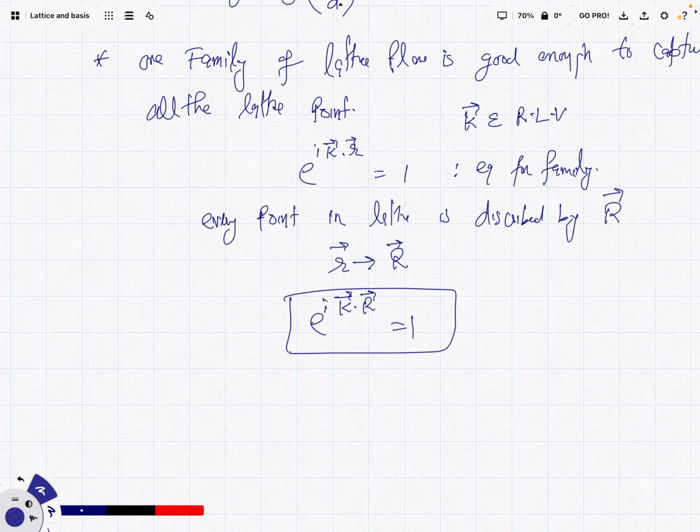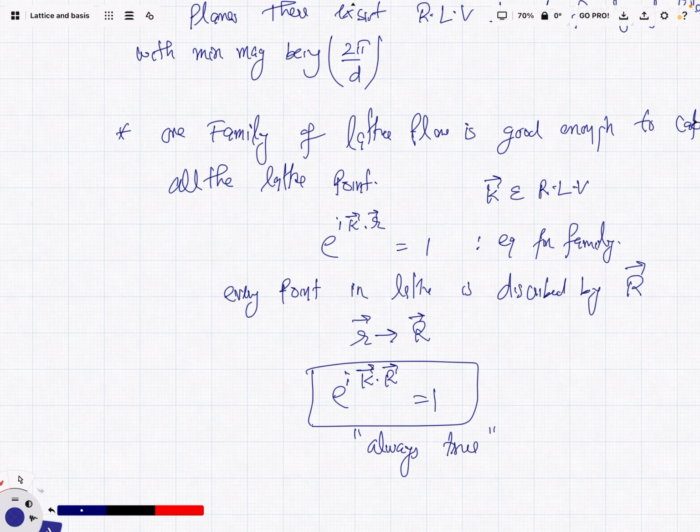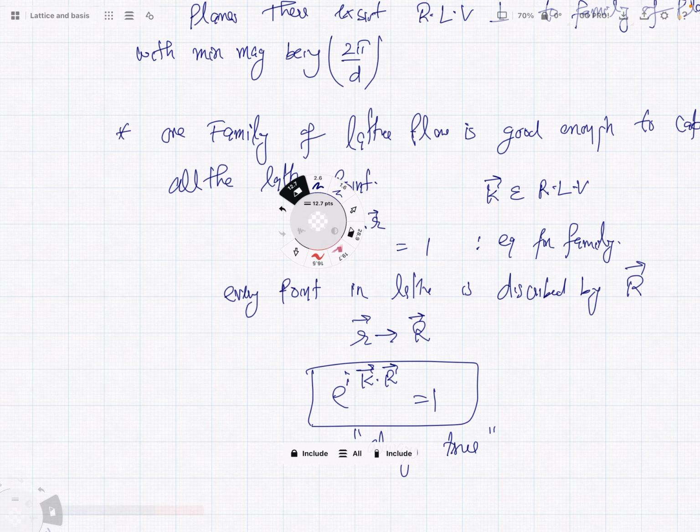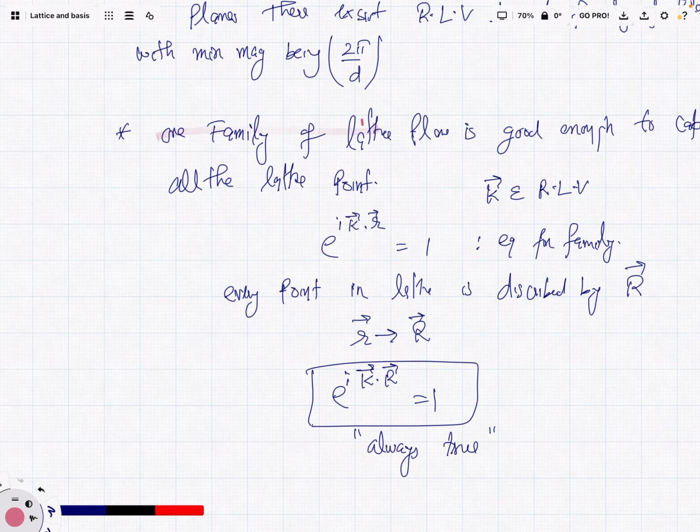This was the condition for the reciprocal lattice space, right? So this condition is always true. So what does it mean? It means the statement that I stated, that a lattice family is good enough to capture all the lattice points, is true.